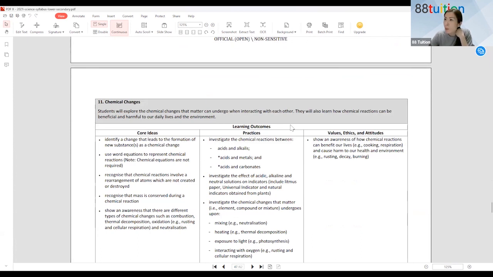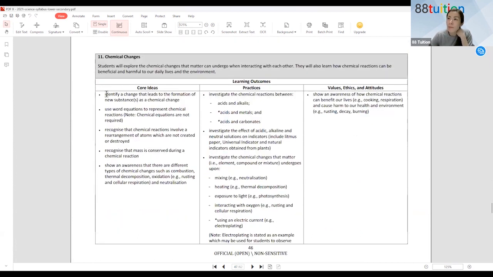What are we supposed to know for this chapter? Just to let Jocelyn and Sherman see this again. You must know chemical change always leads to a new substance being formed. You must know how to write word equations at this level. Chemical reactions only involve rearrangement of atoms. Atoms are not created or destroyed. Whatever goes in must come out, so mass is conserved. There are different types of chemical changes you are learning now, and these are the examples given to you.